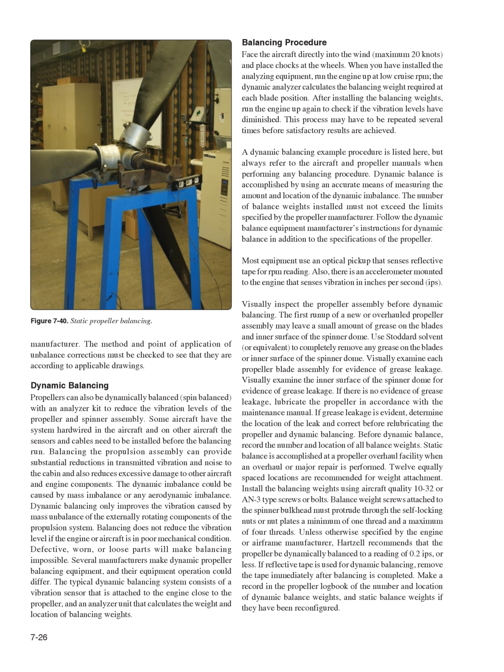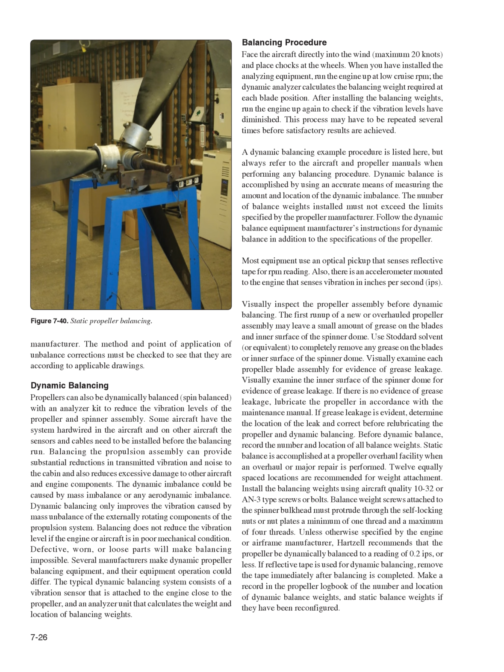Before dynamic balance, record the number and location of all balance weights. Static balance is accomplished at a propeller overhaul facility when an overhaul or major repair is performed. 12 equally spaced locations are recommended for weight attachment. Install the balancing weights using aircraft quality 10-32 or AN3 type screws or bolts. Balance weight screws attached to the spinner bulkhead must protrude through the self-locking nuts or nut plates a minimum of 1 thread and a maximum of 4 threads.